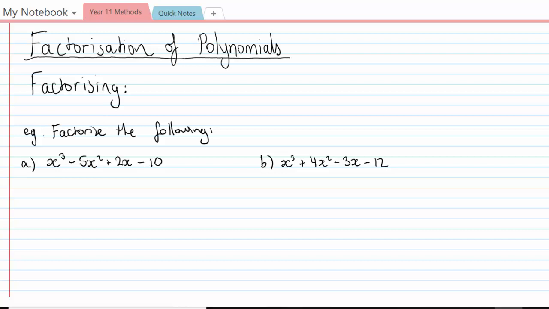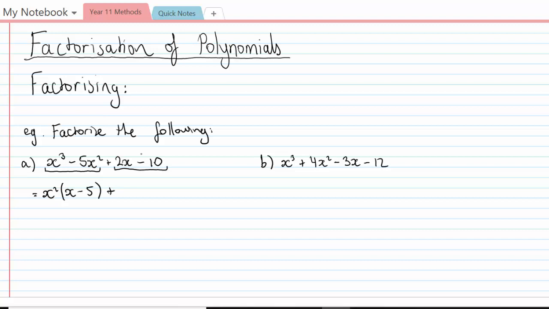So the first method I'm going to look at applies to these first two problems, and I'm going to use the method of factorizing by grouping 2 and 2. This is a method which you have learned about in the quadratics topic. All I'm going to do is recognize that these have some kind of common element. From these first two terms, I'm going to take out the common factor of x squared. That leaves x minus 5.